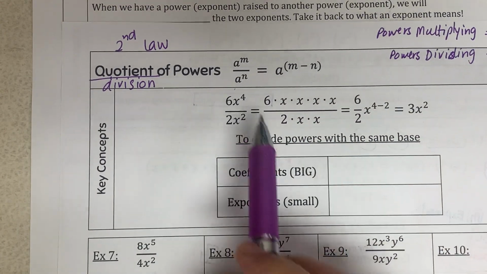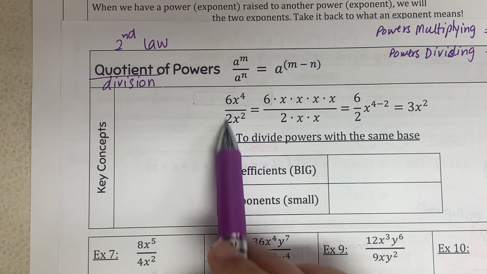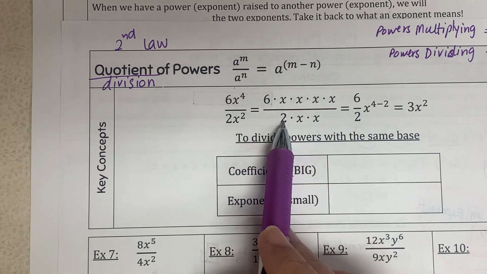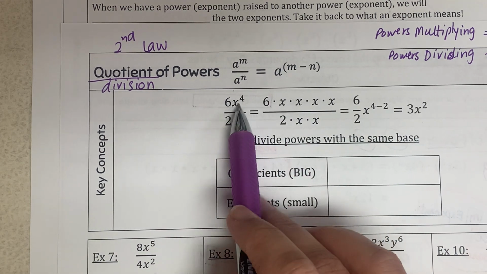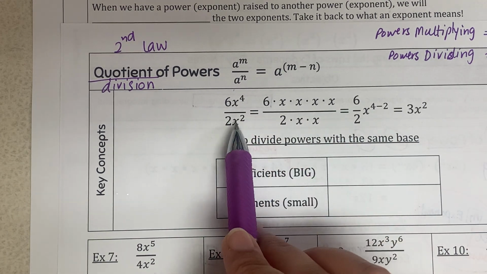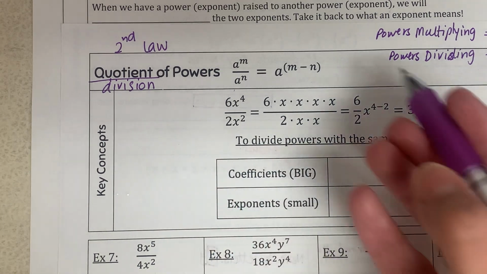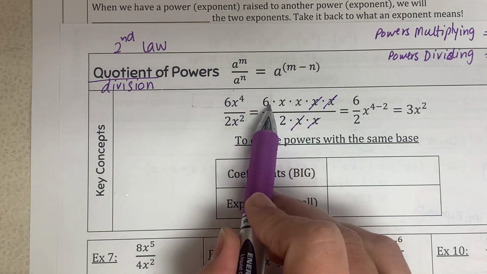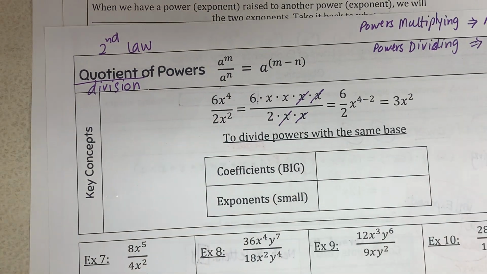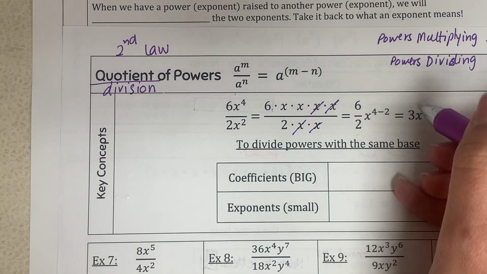Again, how did they come up with the law? 6/2, these are normal numbers, so you deal normally. 6/2 simplified as 3 whole. And then you have x4 above, so 1, 2, 3, 4. X squared below, so 1, 2. 1x cancels 1x. 1x cancels 1x. You're left with x2. X squared. So this is the final answer.